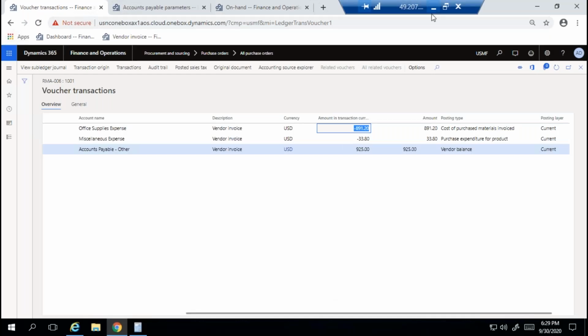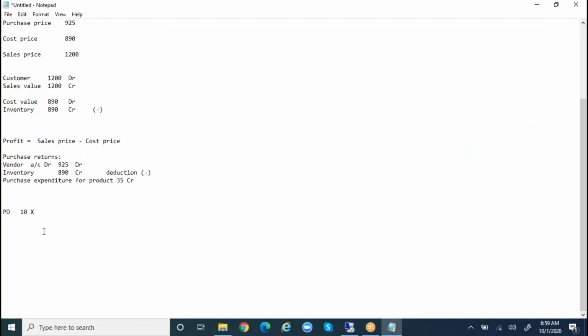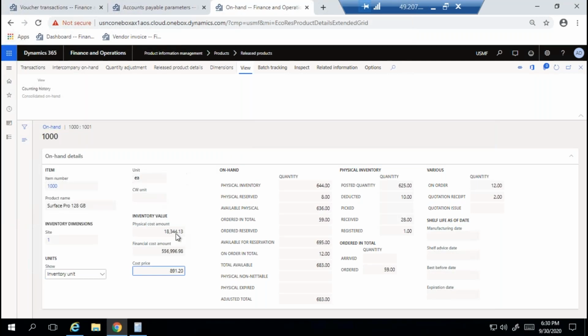So averages will be calculated always, am I right? As I told you, if you are running FIFO or LIFO, it will calculate FIFO or LIFO. Otherwise, it will calculate weighted average. Yeah, so weighted average is calculating. This is a weighted average cost. If you are executing FIFO or LIFO, as per the process, it will execute. Otherwise, it will be weighted average.